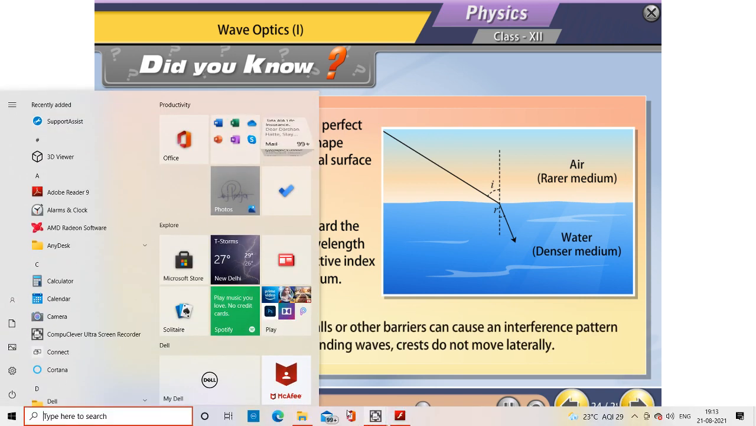Reflection of waves off sea walls or other barriers.